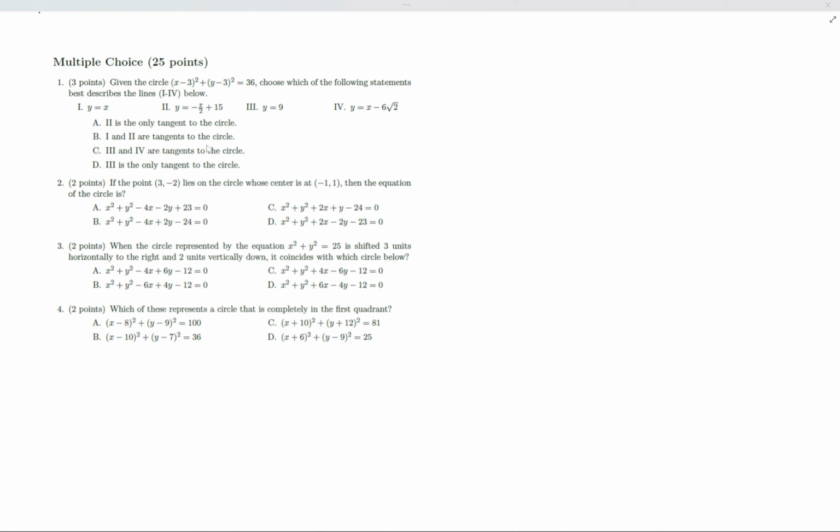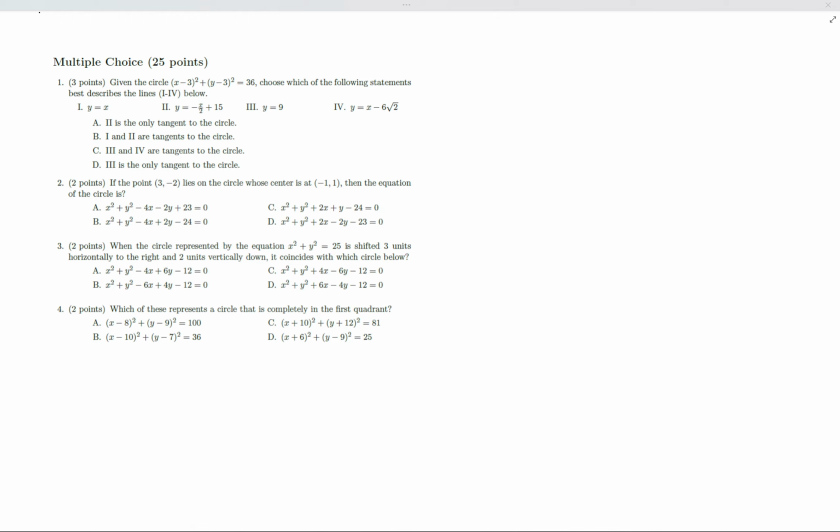Now we have these lines: y = x, y = -x/2 + 15, y = 9, and lastly y = x - 6√2. We have a lot of choices here, and basically it's just asking which among them are the correct tangents to the circle. We have a claim here that only the second line is the tangent to the circle, and so on. Now, it's best that we tackle this problem graphically.